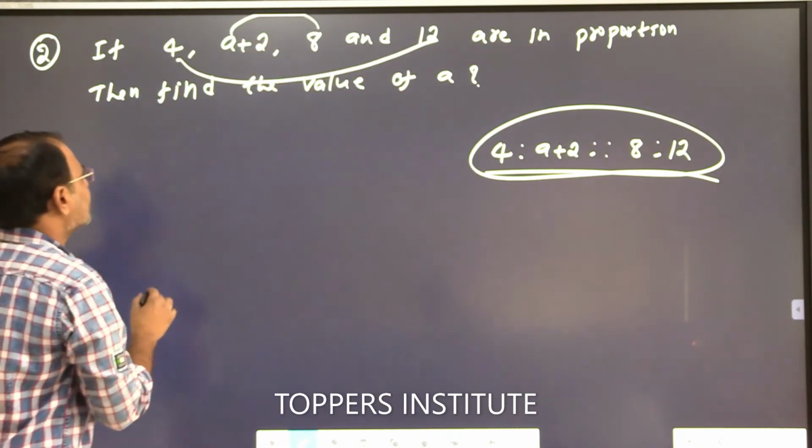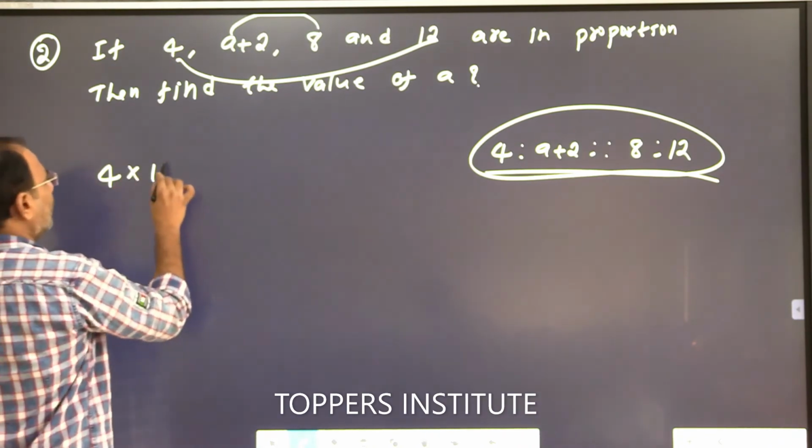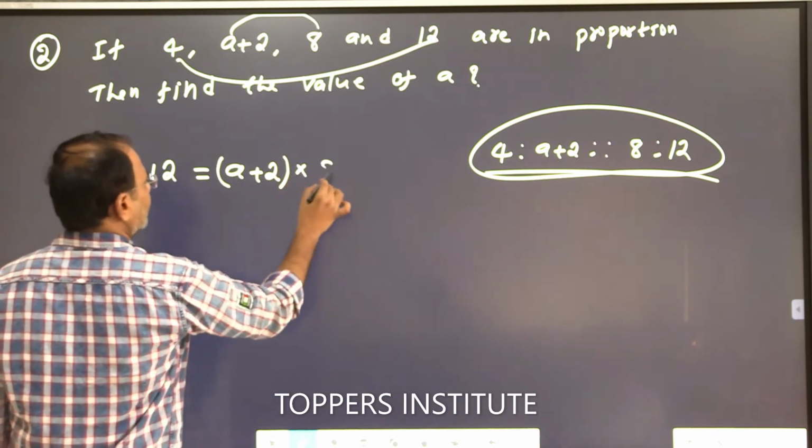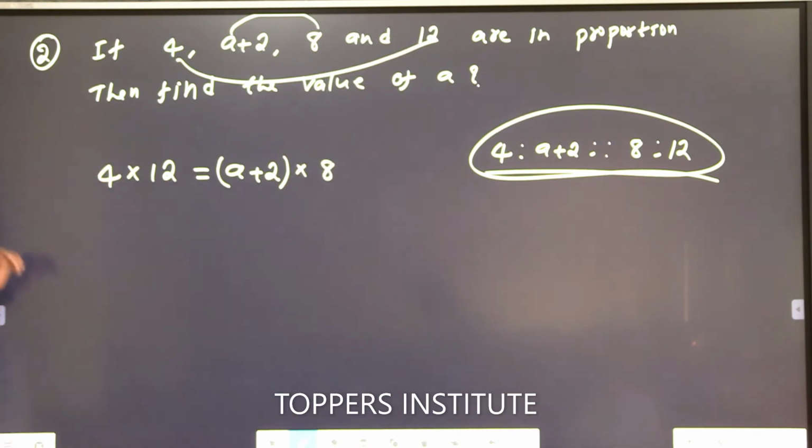Then what are the extremes? 4 into 12. Then what are the means? a plus 2 into 8. Product of extremes 4 into 12 and product of means a plus 2 into 8.